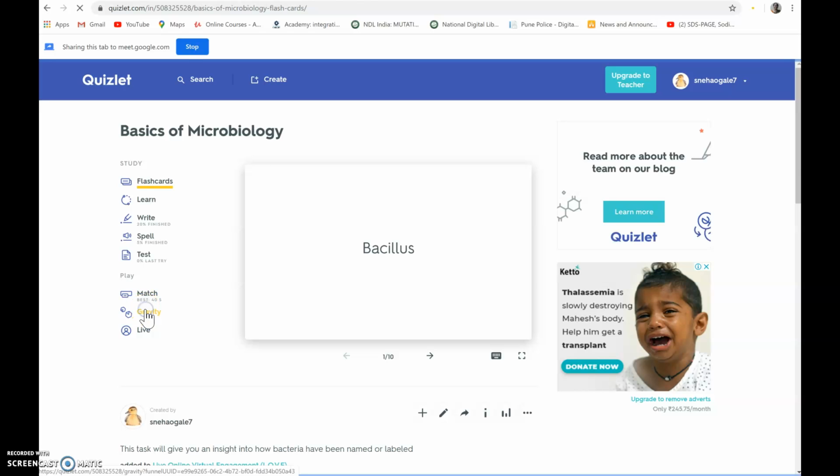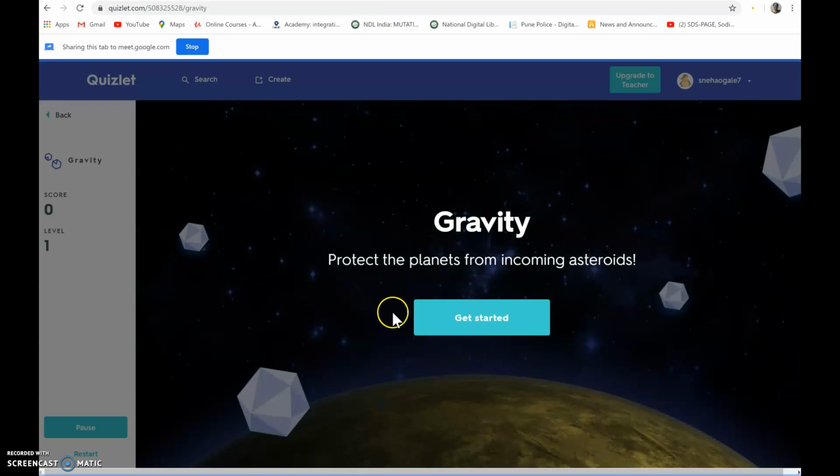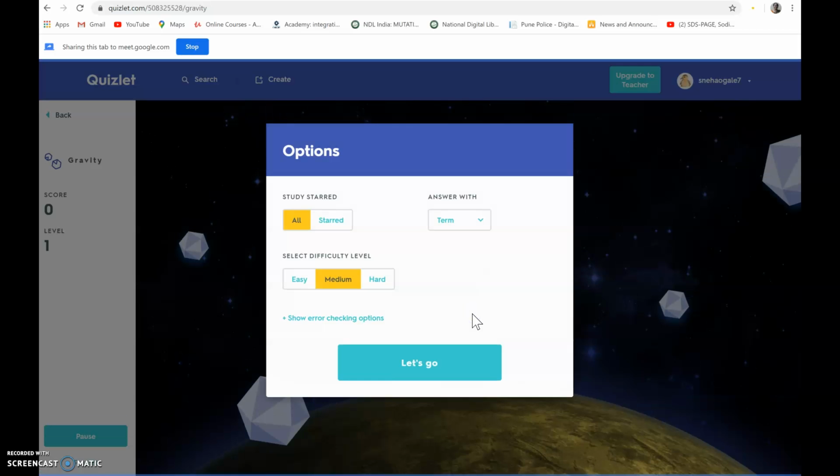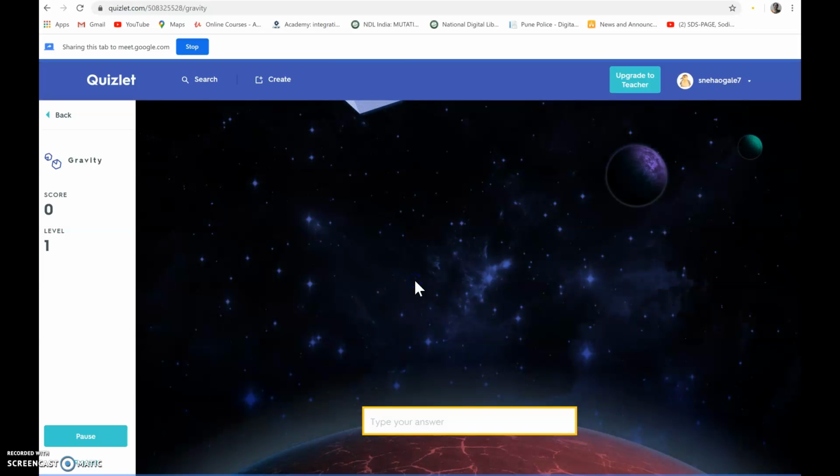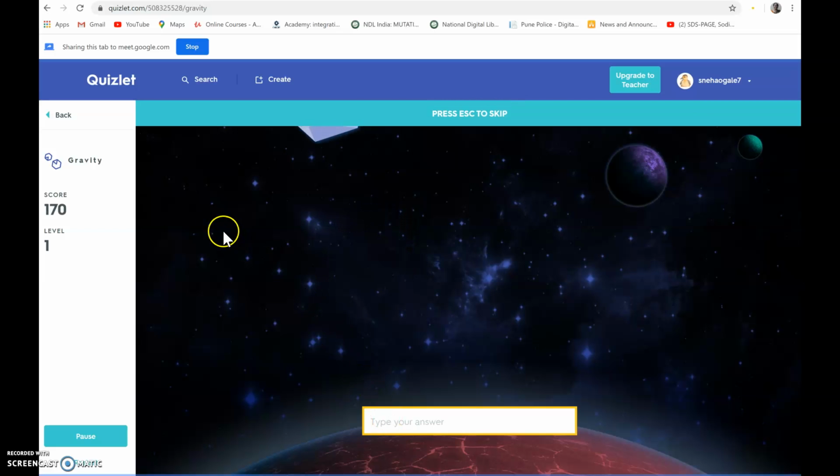You can have the gravity game. So the options are whether they're going to study only a few of them or all of them. We'll choose all. Select easy level for difficulty, and we should answer with the term because it takes time to type out the main one. So to watch out for red asteroids, spiral cells, spirillum, and so on.